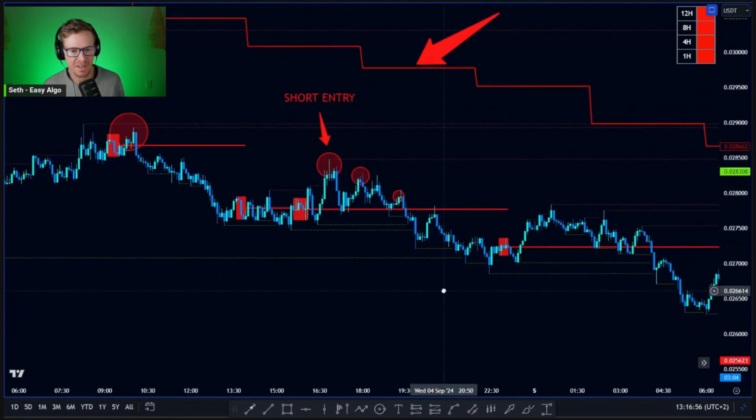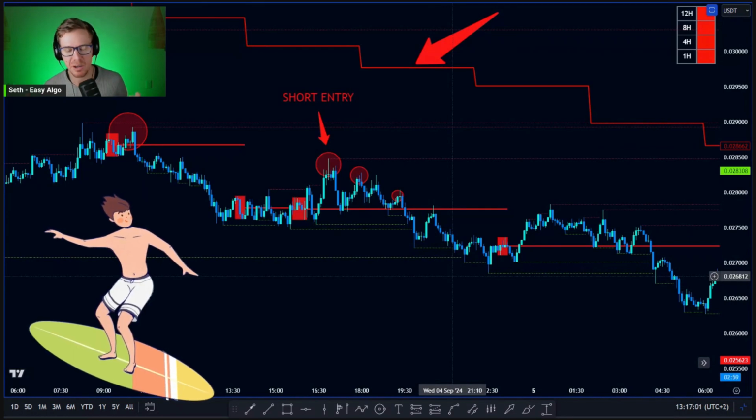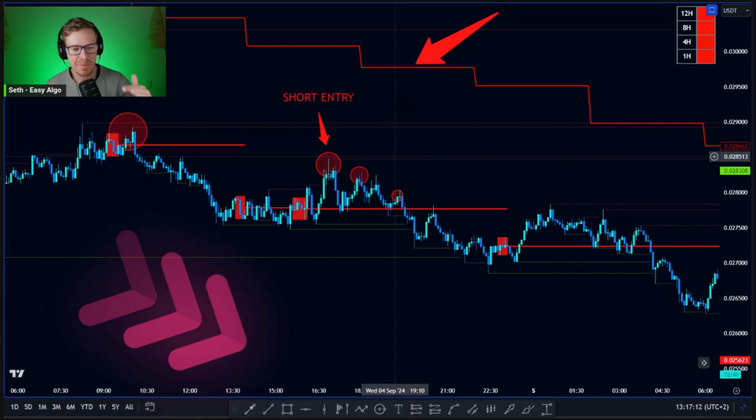before price decided to go into a trending phase. The way I describe this indicator, it's kind of like you're a surfer and you're trying to catch a perfect wave. Now, Indicator X shows you the best places to enter on that wave so that you can ride that downtrend and get the maximum out of your position.